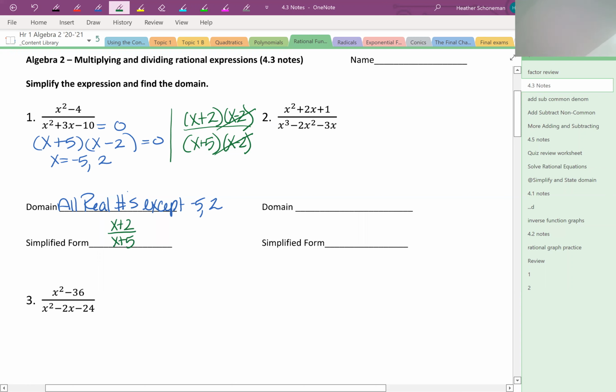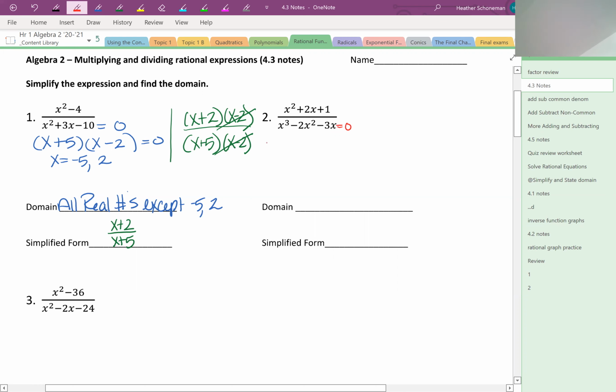And because there was only one group on the top and bottom, you don't need to write the parentheses, but it would not be considered wrong if you do. All right, let's try this again on number 2. So to find the domain is any number except what makes the bottom 0. So we have to set the bottom equal to 0.